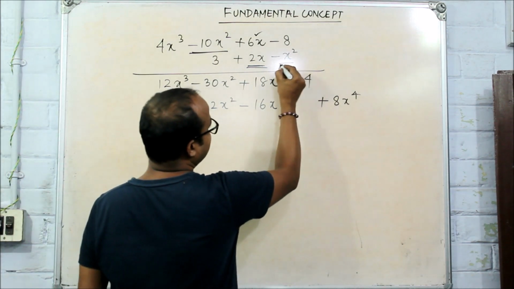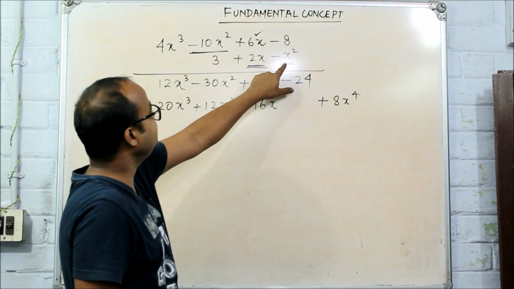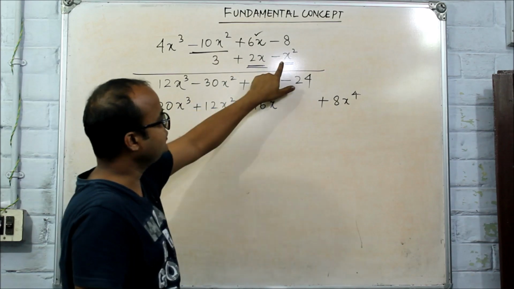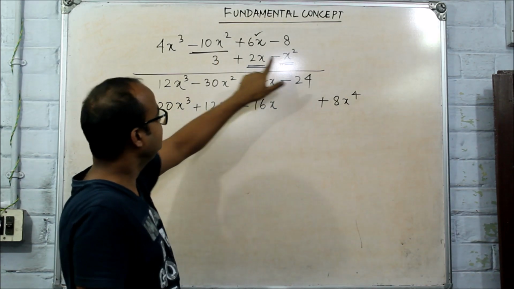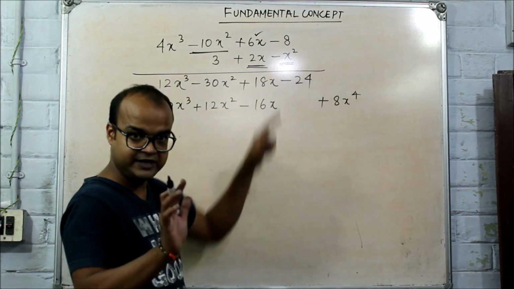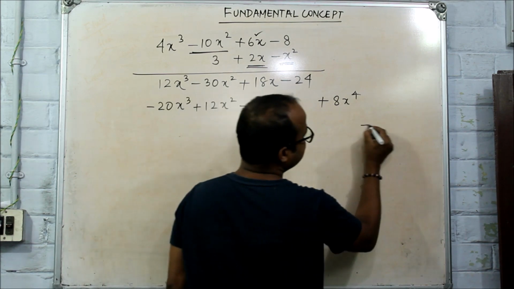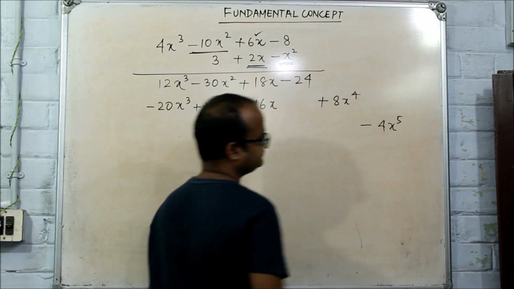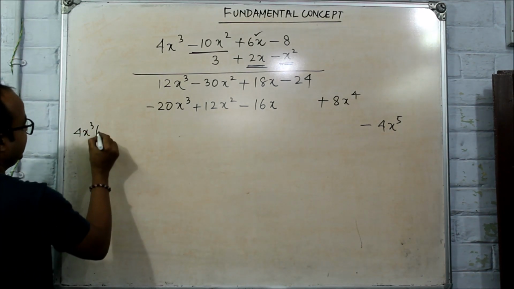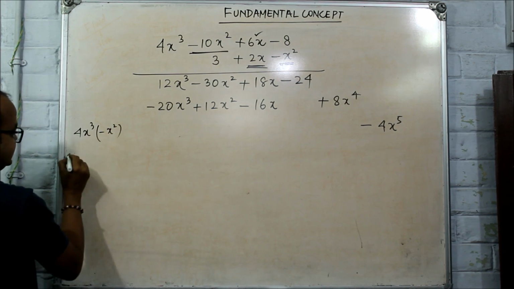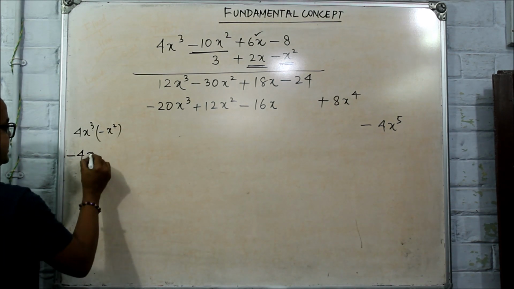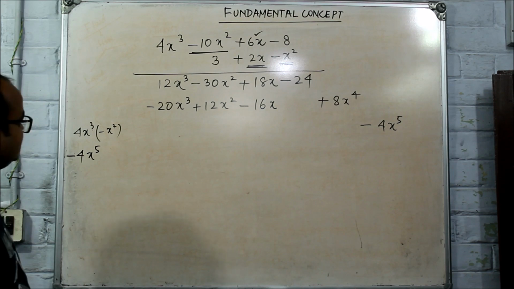Next, minus x cube and minus x square, multiply them, minus into minus is plus, 4 into 1 is 4, here the coefficient is 1, so 4 into 1 is 4, x cube into x square, 3 and 2 make 5, so the product is plus 4x to the power 5. Again I am explaining this part. 4x cube multiplied by x square, x to the power 5. Clear?